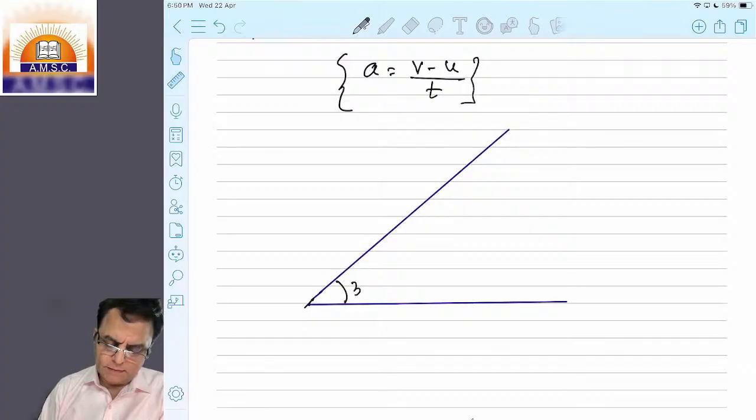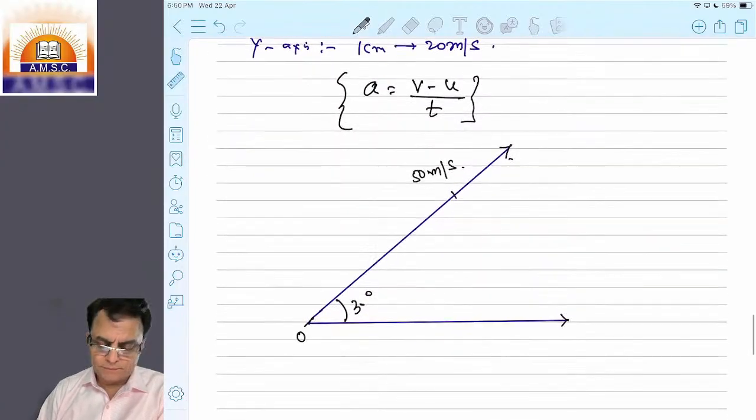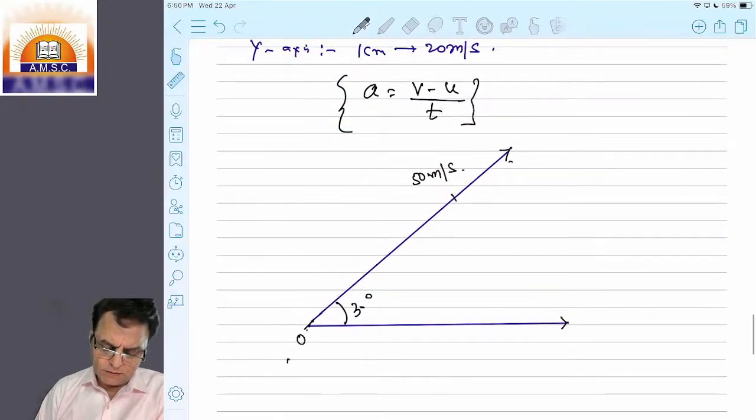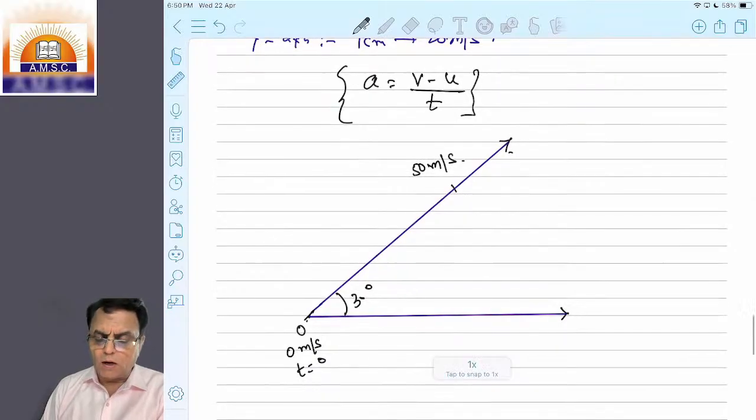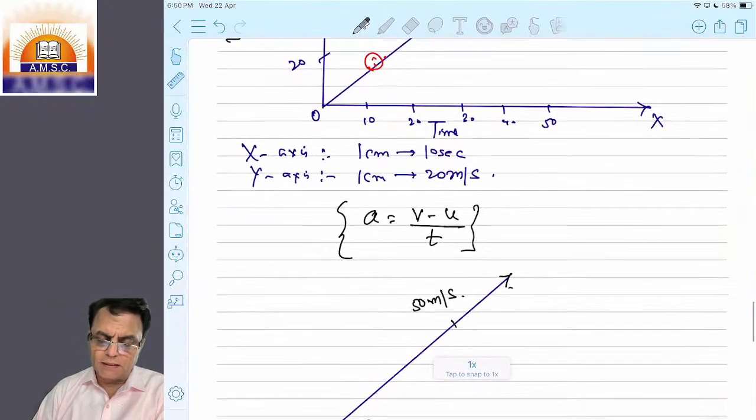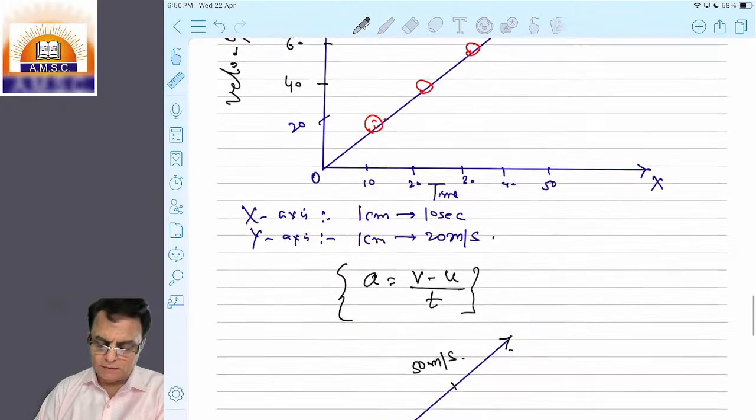an angle 30 degree, for example. You know better about the 30 degree, right? Let this value be 0, or for example, let this value be considered to be 50 meter per second, right? I am taking a part of this graph. Here, speed is 0 meter per second, time is also 0. Now, I am interested to find out the acceleration of this graph, which is basically a part of this graph. इतना तो clear है ना, for example.